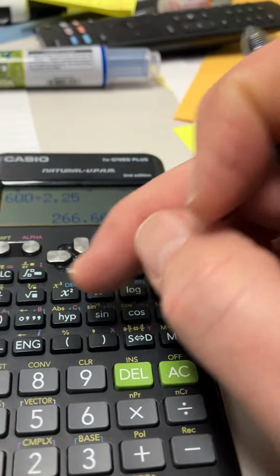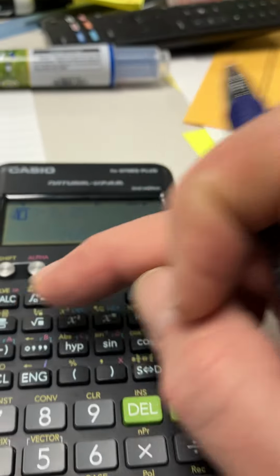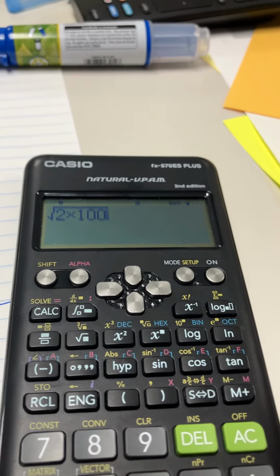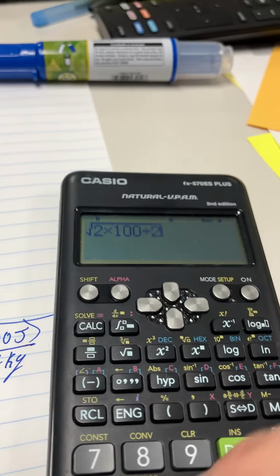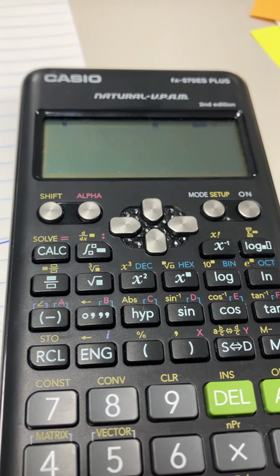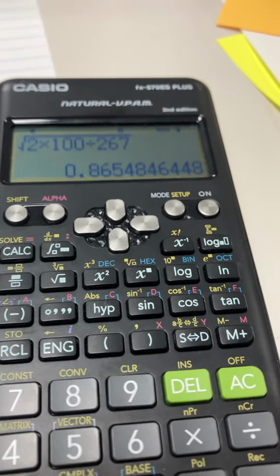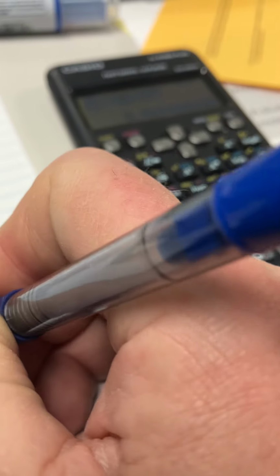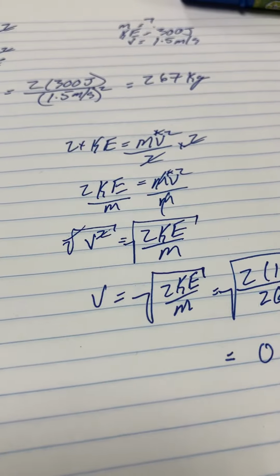So how do you work this fancy calculator? Let's go with this. We'll go square root of 2 times 100 divided by 267, and that should be it. And we calculate, I get 0.86548, blah, blah, blah. I'm going to just round that to 0.87 meters per second. All right, another problem done.